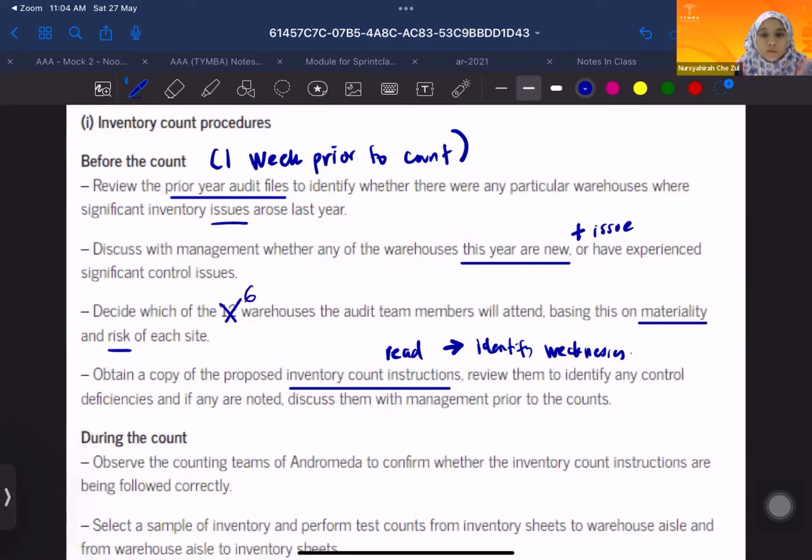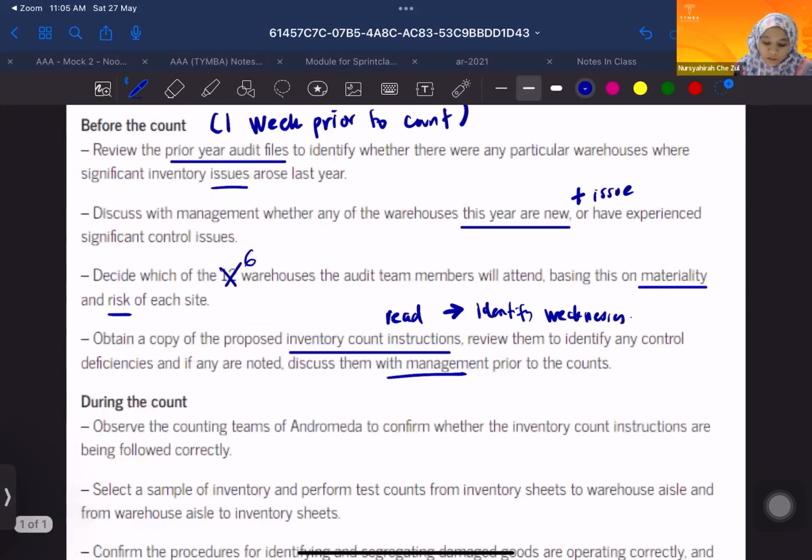So you read inventory count instruction. Why do you want to read? Because you want to identify weaknesses, and discuss with the management. Maybe we can ask them to rectify or to improve certain instruction. Okay, so choose three out of this and include in your answer.